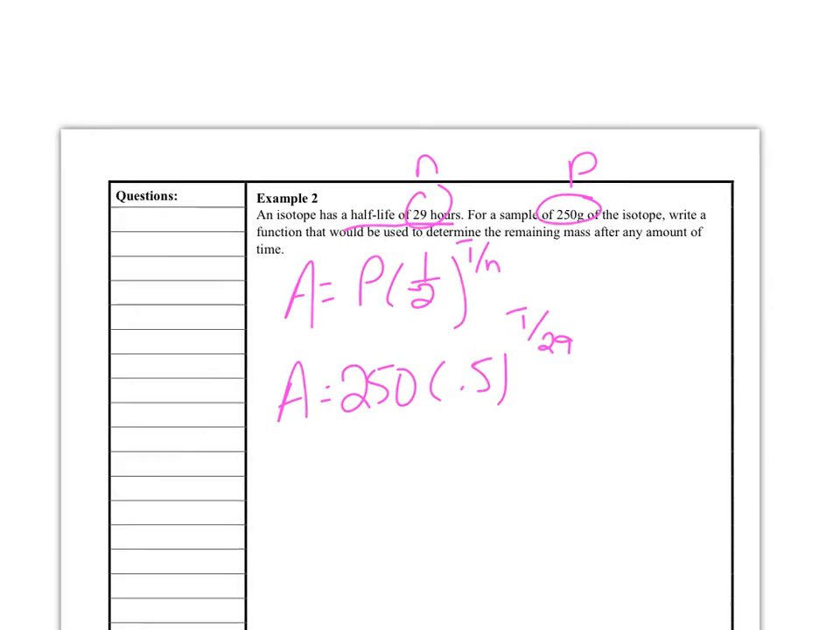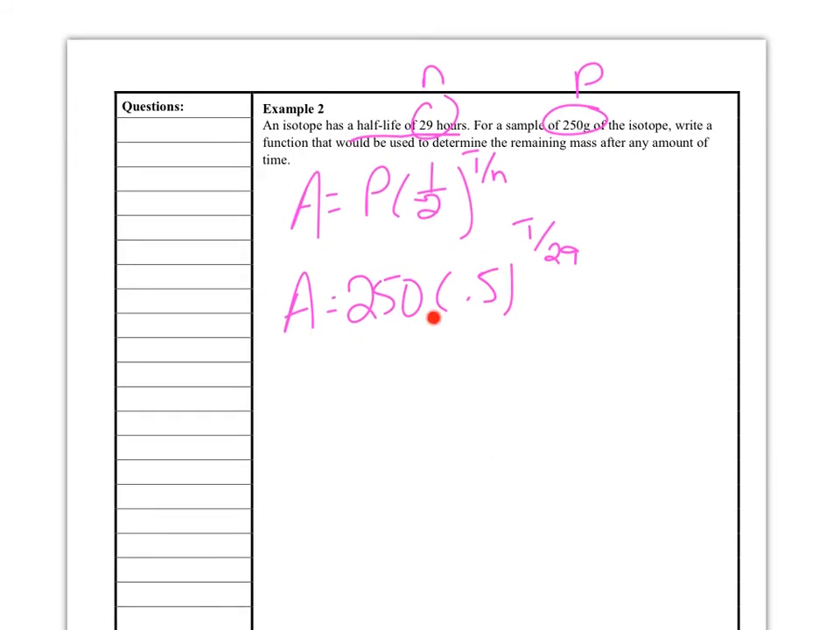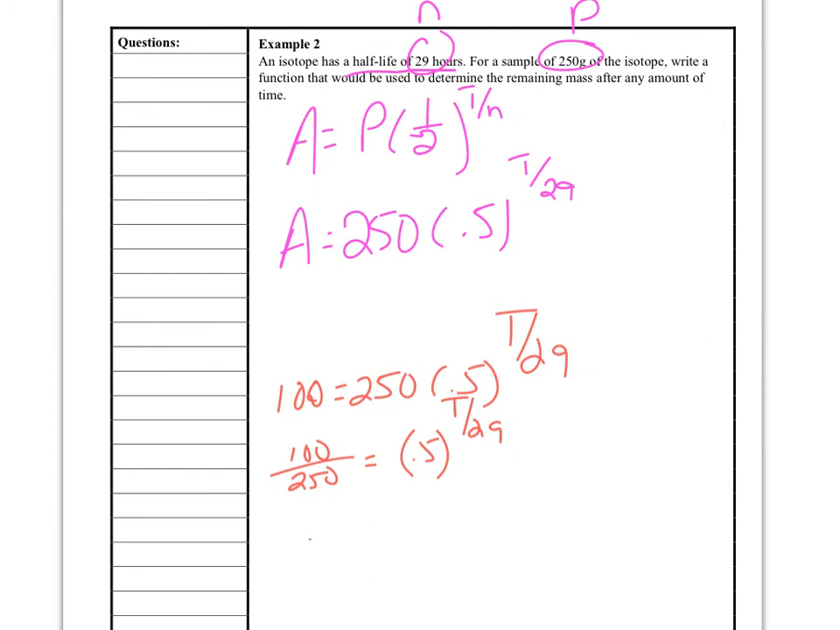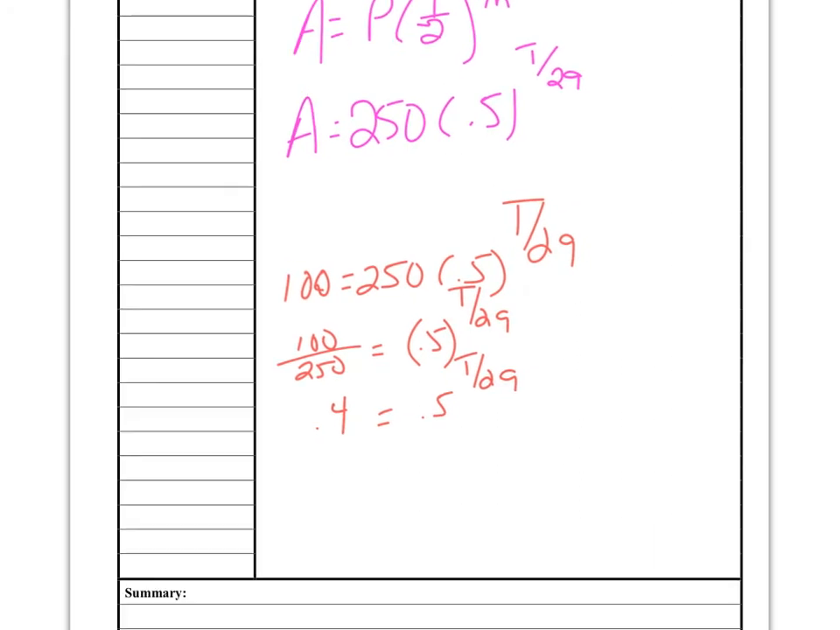Well, if you see a question like that, you're going to first have to write this equation, and then figure out how long it will take to just have 100 grams. So you'd have to plug in 100. Divide 100 by 250. And then you're going to have to log it, or change it to log form, I'm sorry. So the 100 divided by the 250 is going to give us 4/10 equals 0.5 to the T over 29, and then we would change it. I'll just change it and then we'll stop there. We won't actually solve it.